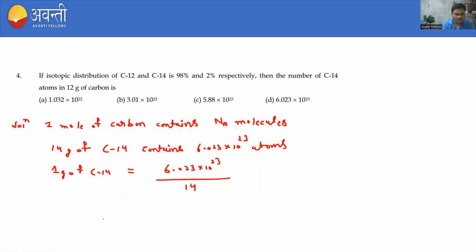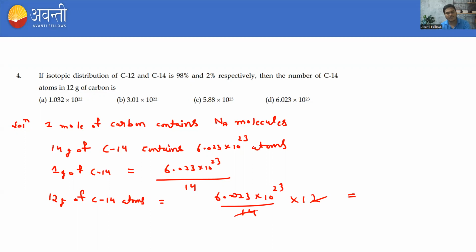On a similar basis, if someone asks, just like the question, how many C14 atoms are contained in 12 gram of carbon. If 1 gram of C14 contains this much, then 12 gram of C14 contains how much? That is nothing but 6.023 × 10^23 divided by 14, into 12. So on solving, what you will get? You will get 5.16 × 10^23. So this is the value you get.